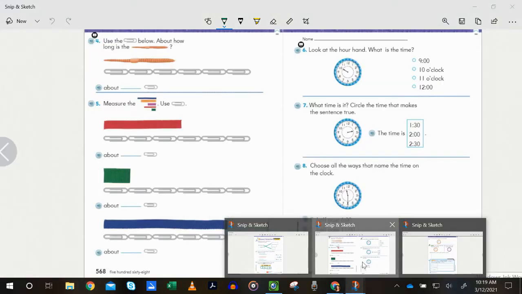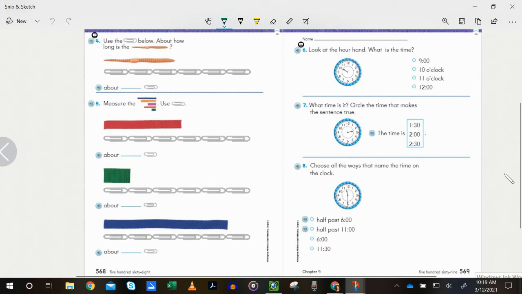Okay, let's go ahead and go to the next set of pages. We're looking at number 4. It says, use the paper clips below. About how long is the worm? So we have a picture of a worm there, and you'll write how many paper clips long the worm is on the blank.